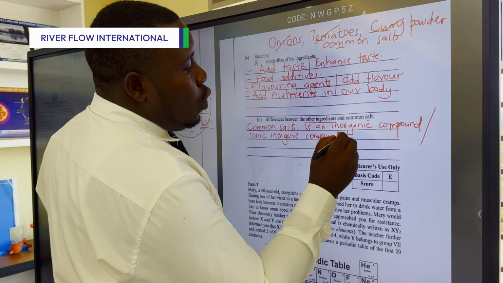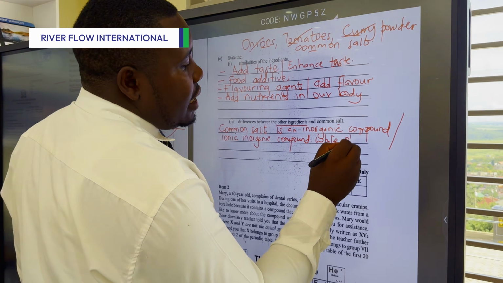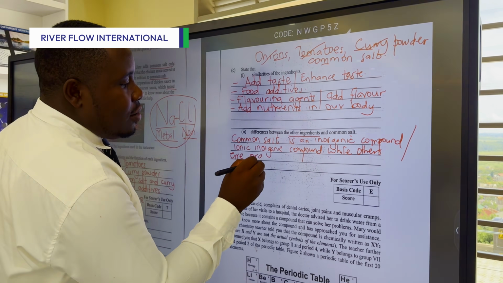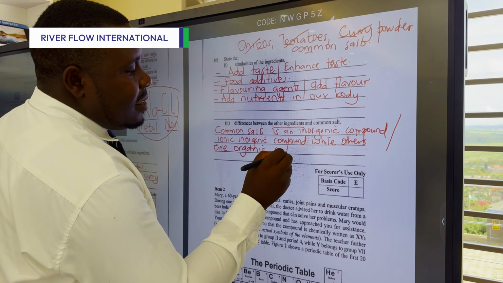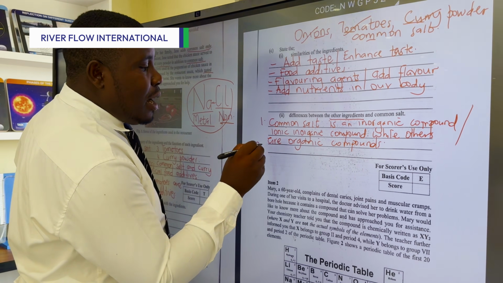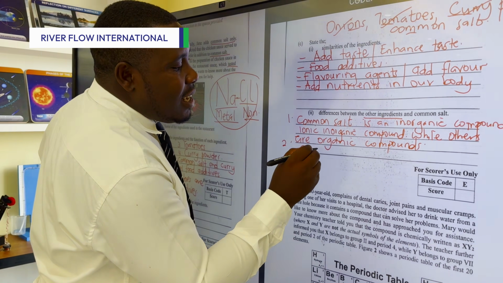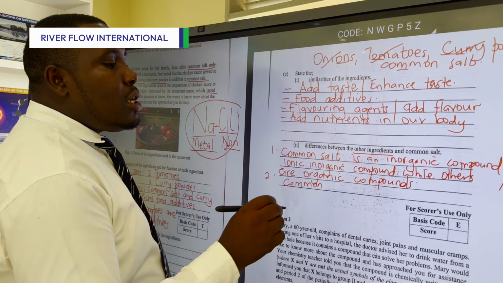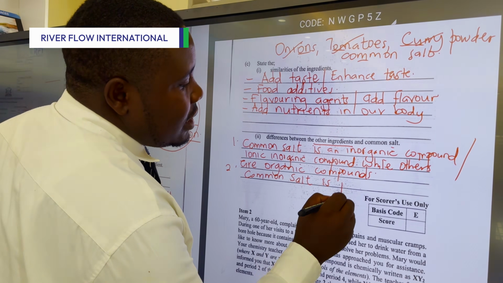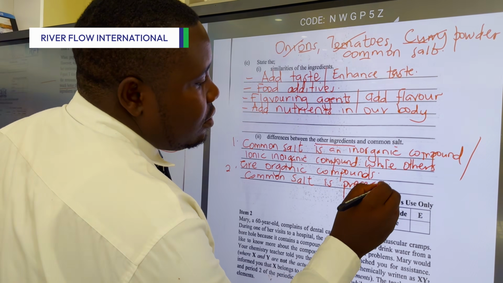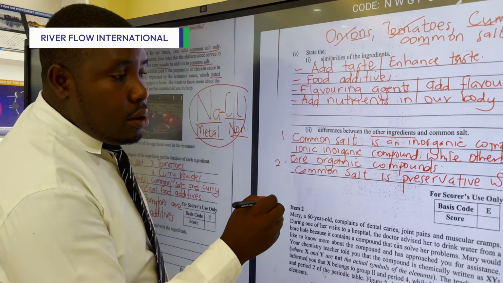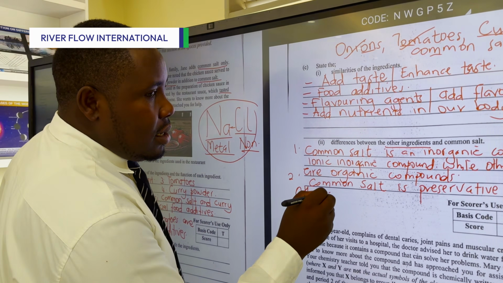That's why you have said, while others are organic compounds. Yes, they are organic compounds. That's our point number one. Our point number two, you can see that common salt, among all the functions we have named, it is only common salt that can be used as a preservative. So common salt is a preservative, while others are not.